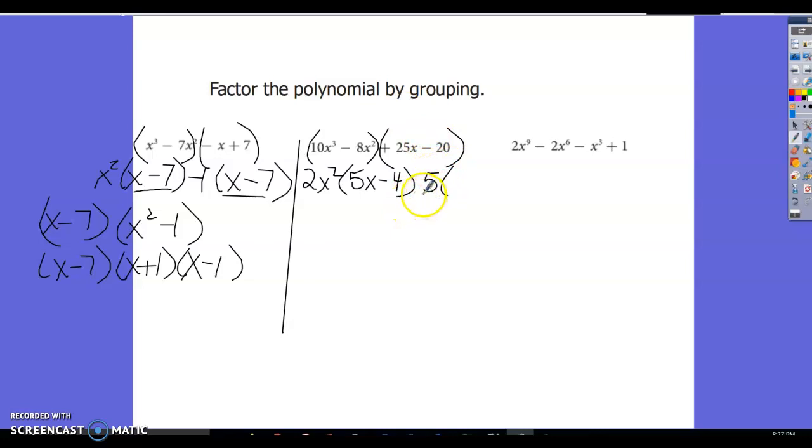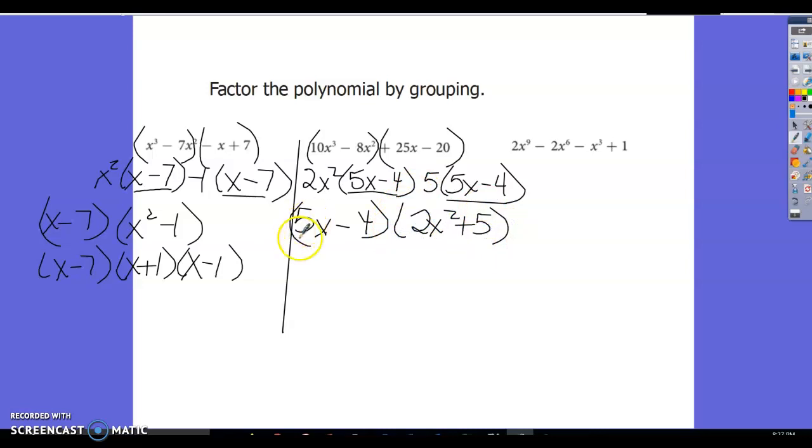And I'm left with, yeah, that's right. So 5 5s is 25x. 5 4s is 20, so minus 4. All right, bring out my greatest common factor, which is my binomial now. 5x minus 4. And then 2x squared plus 5 is my other binomial.